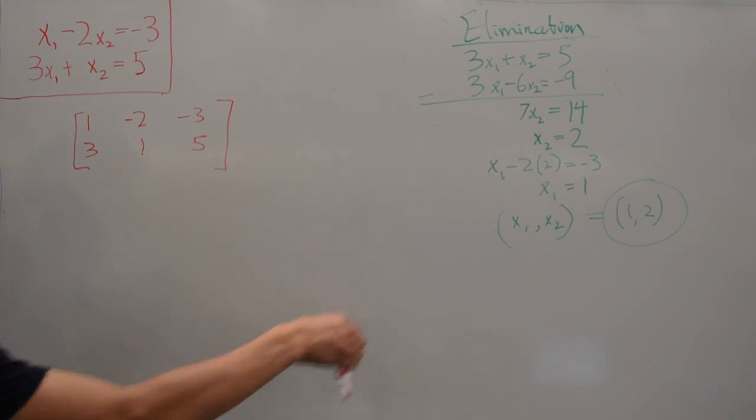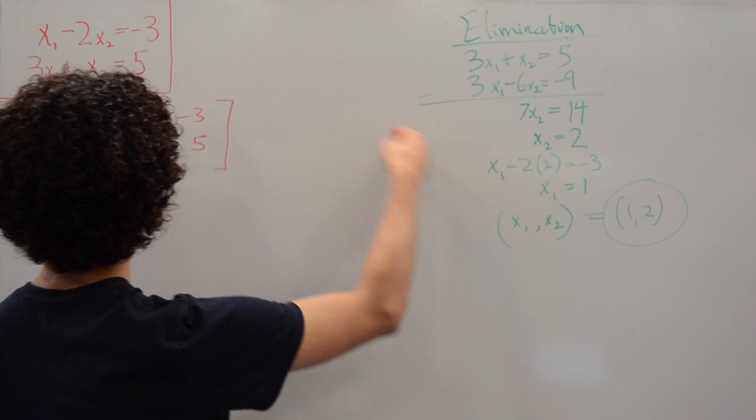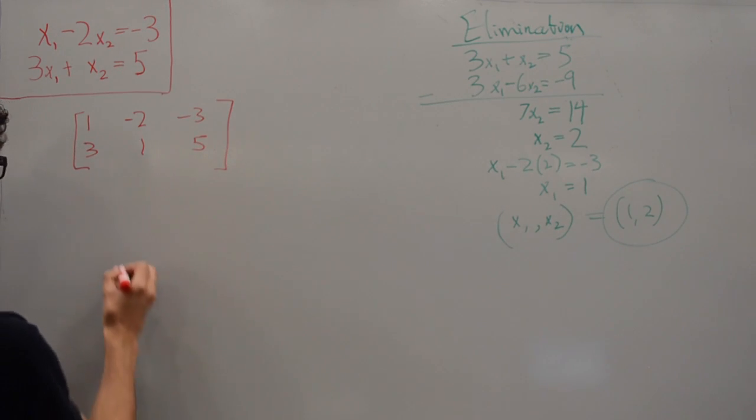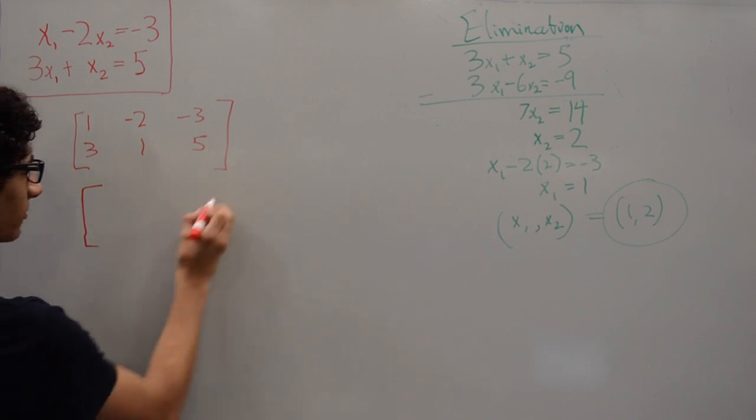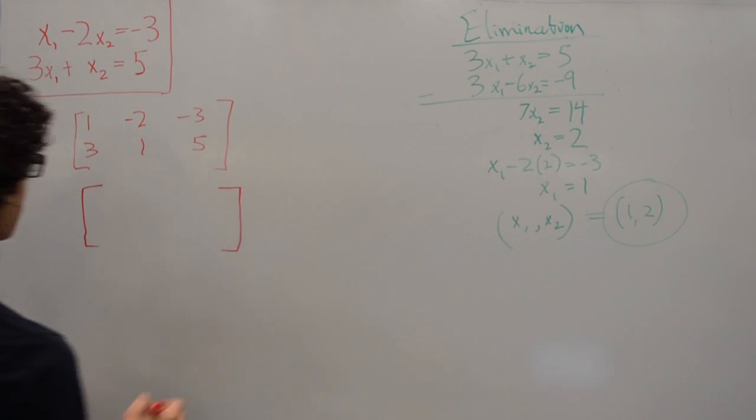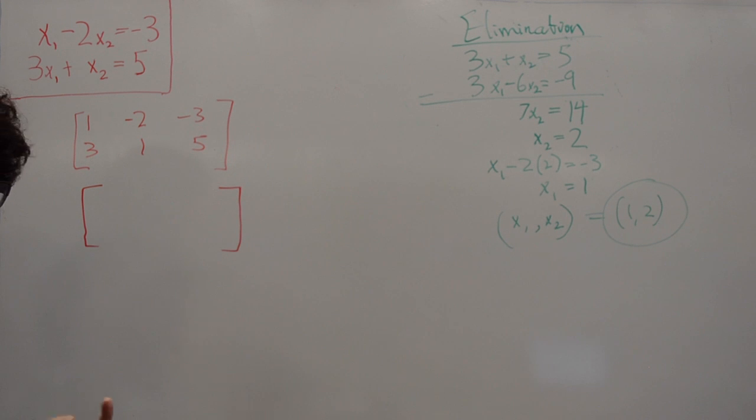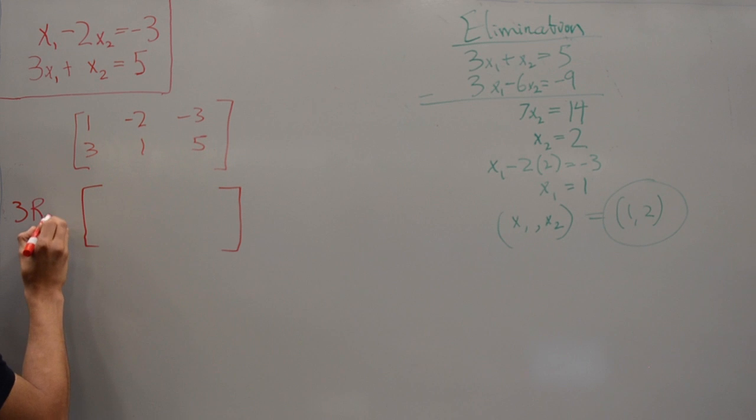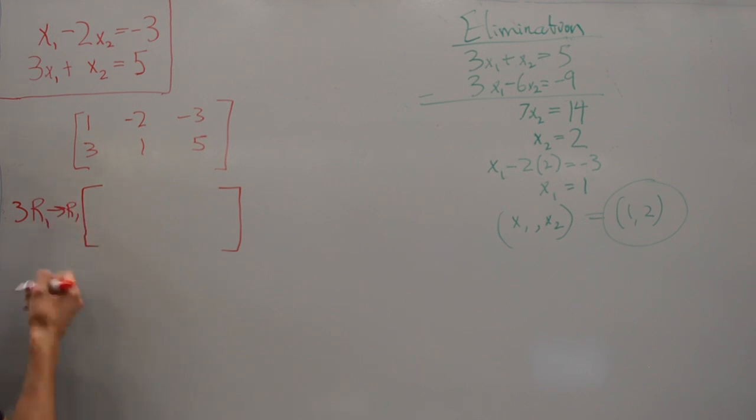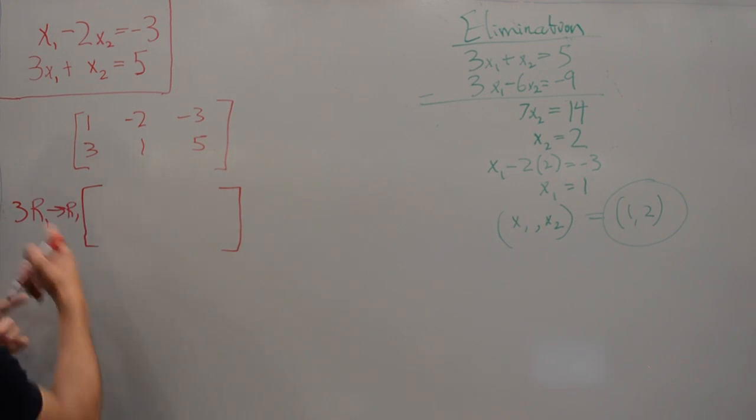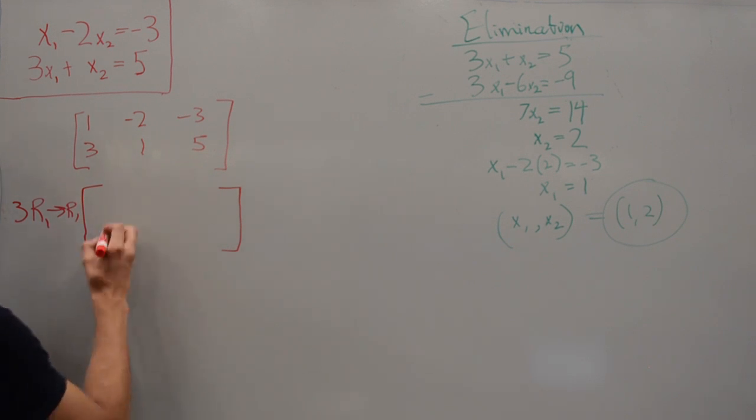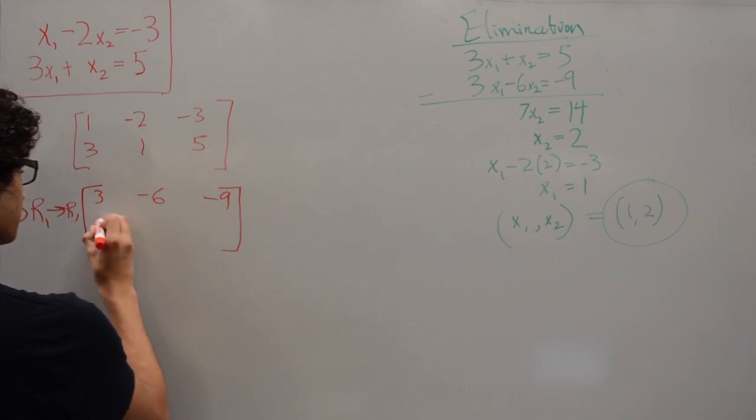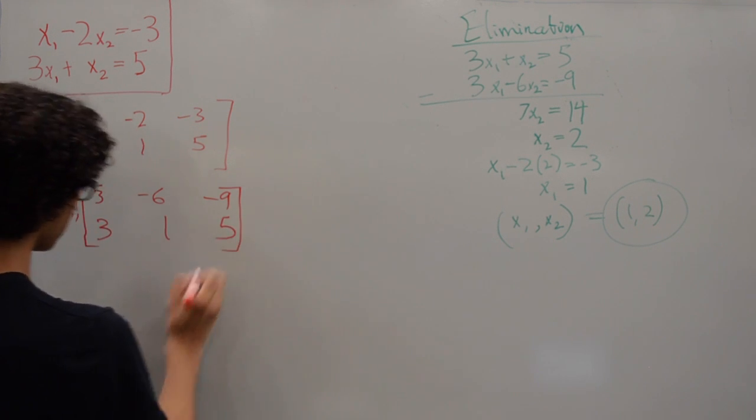So what we did originally for elimination was we multiplied the first equation by 3, right? So let's go ahead and do that for the matrix. We're going to multiply the first row by 3. The way we write that out is we say that we're going to multiply row 1 by 3 and stick that into row 1. Our new row 1 is going to be 3 times the previous row 1. So row 1 times 3 is going to be 3, -6, -9. Row 2 is going to remain the same for now.